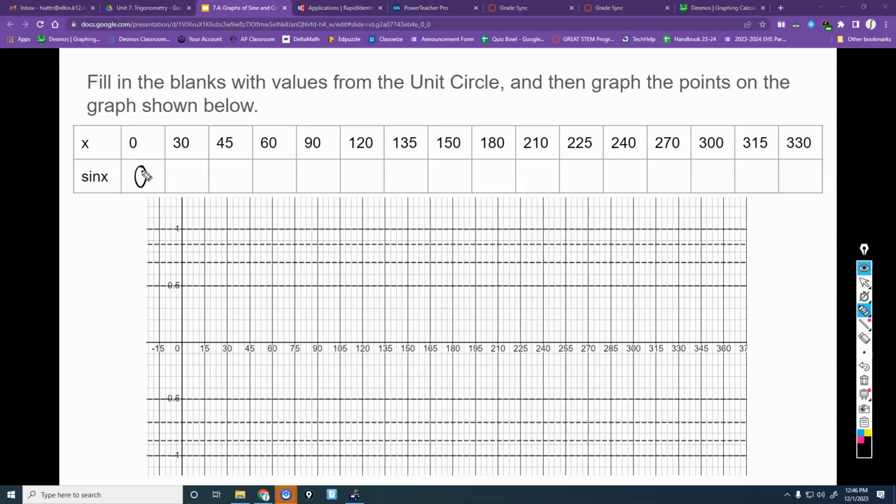And then I'll do sine of 30. What is sine of 30? 1/2. Okay? So I want you to use your unit circle to fill in the rest of that table right there. And I'm going to freeze it so you can't see what I'm doing. I'm going to fill mine in too.